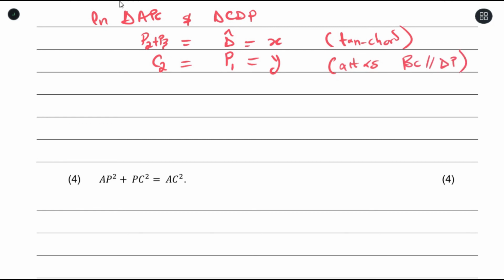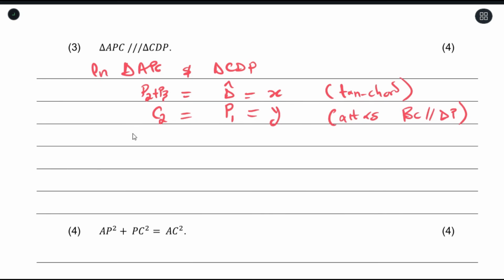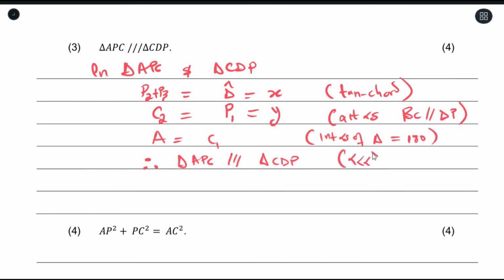There you go. Since we've proven two angles are equal, for the last one we'll just say angle A is equal to C1, and the reason is interior angles of a triangle add up to 180. Then we can just say that therefore triangle APC is similar to triangle CDP, and the reason is angle, angle, angle. That's it.